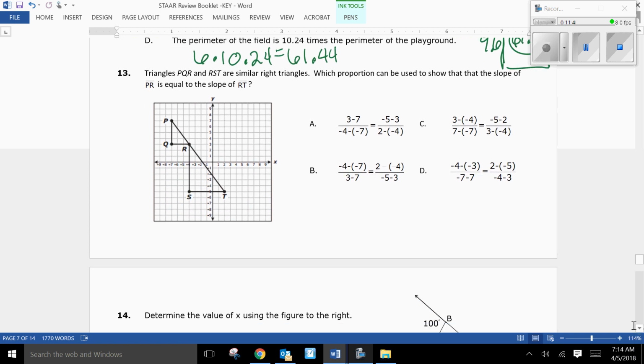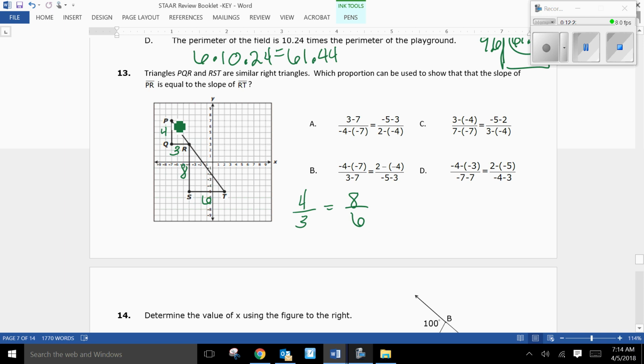Number 13, triangles PQR and RST are similar right triangles. Which proportion can be used to show that the slope of PR is equal to the slope of RT? Okay, so we know that we can actually find the slope from either of these. This would be 1, 2, 3, a rise of 4 over 3, and this is a rise of 1, 2, 3, 4, 5, 6, 7, 8, and 6. And 4 over 3 equals 8 over 6. So I'm looking for a proportion that's like that.